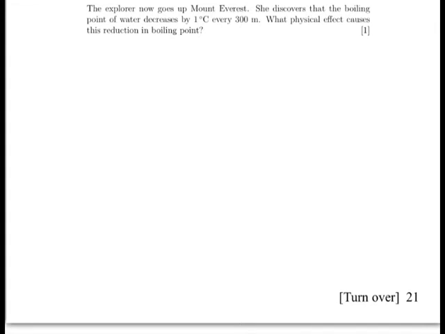The next part of the question tells us that the explorer has gone up Mount Everest and she's found that the boiling point of water decreases by 1 degree C for every 300 metres that she rises up the mountain. Very quick question here for 1 mark. What physical effect causes this reduction in boiling point? Well, boiling occurs when molecules of water are able to leave the surface of the water to become a gas. That is much easier to do when the air pressure around it is lower. There's less pressure keeping the molecules within the liquid.